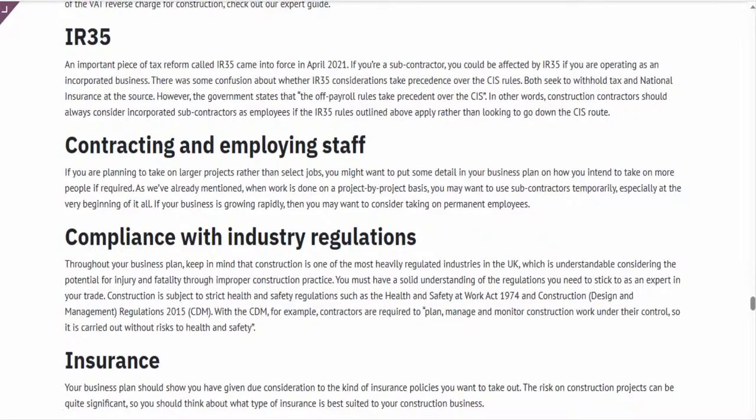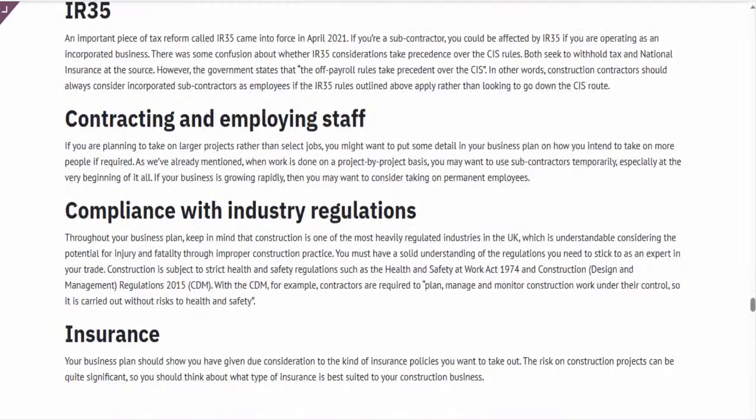There was some confusion about whether IR35 considerations take precedence over the CIS rules. Both seek to withhold tax and national insurance at the source. However, the government states that the off-payroll rules take precedence over the CIS. In other words, construction contractors should always consider incorporated subcontractors as employees if the IR35 rules outlined above apply, rather than looking to go down the CIS route.